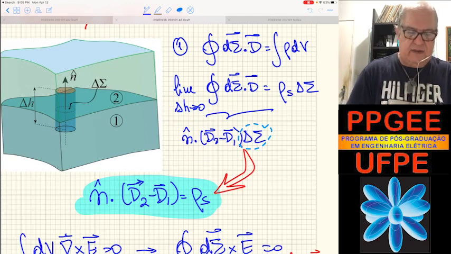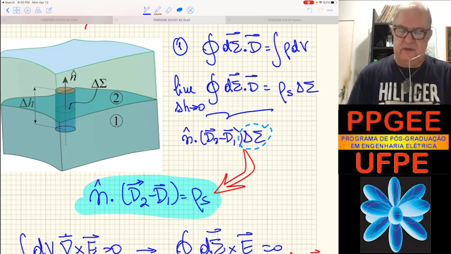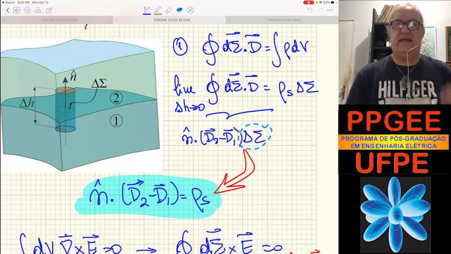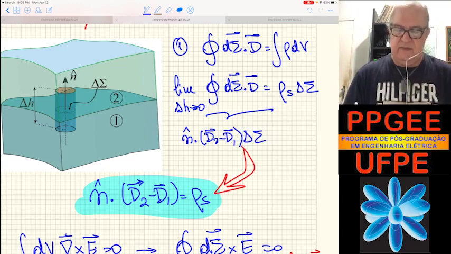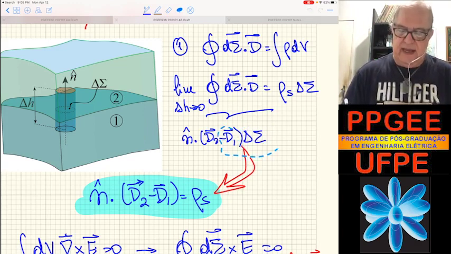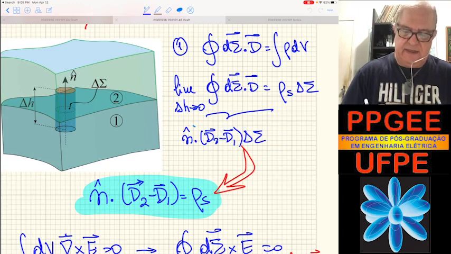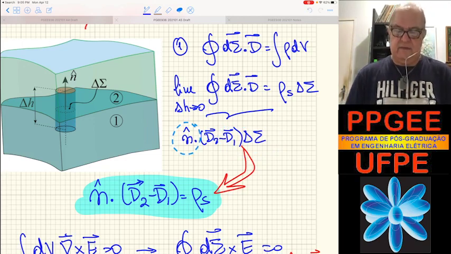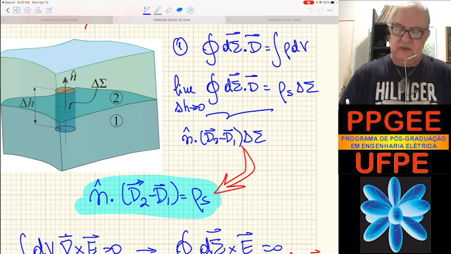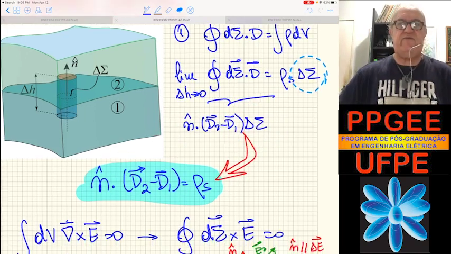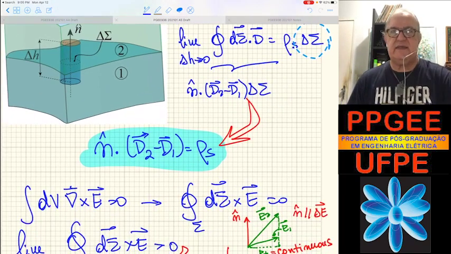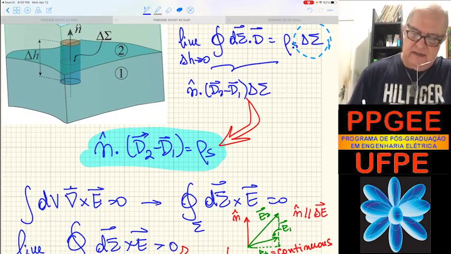And the flux going outside is minus D on medium 1, because I'm assuming that n is inward, into the volume. So there's a contribution, D1 delta sigma times n. When you equate those things, you cancel this delta sigma with that one. So we have the first boundary condition that comes out from Gauss's law. Okay?